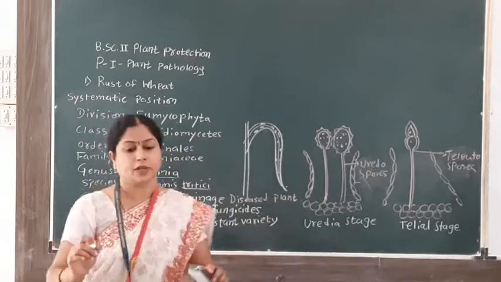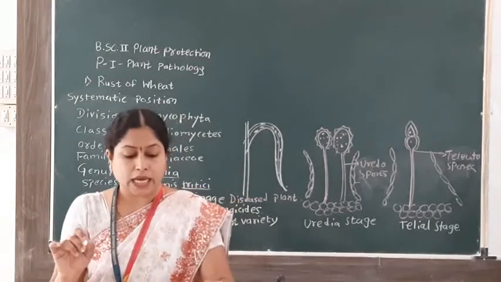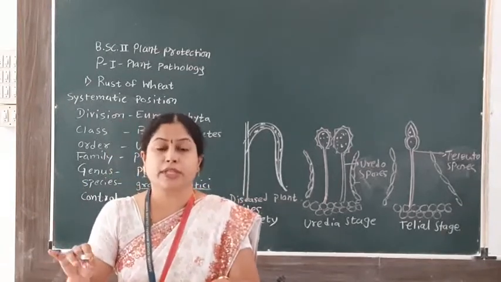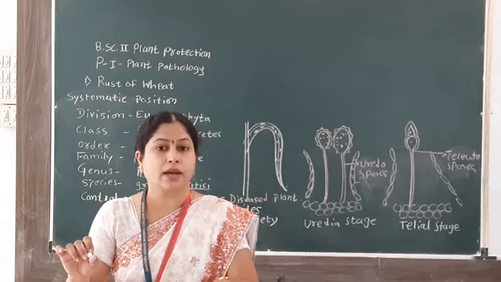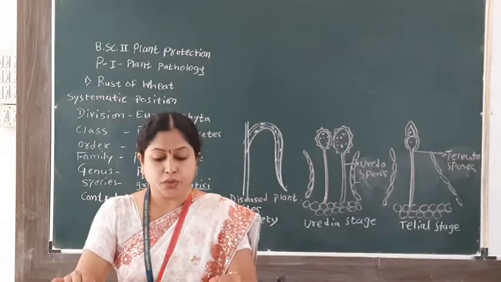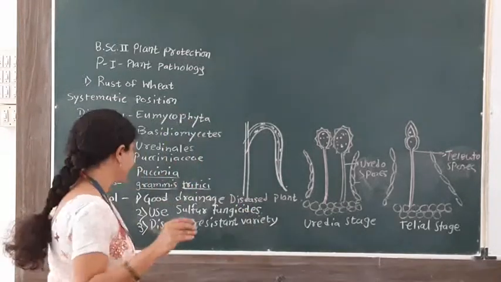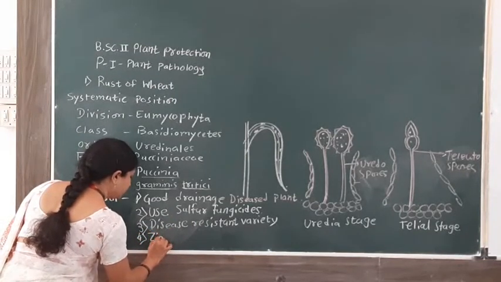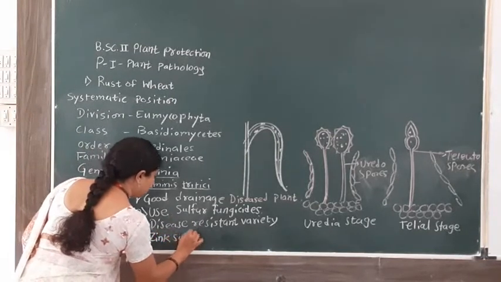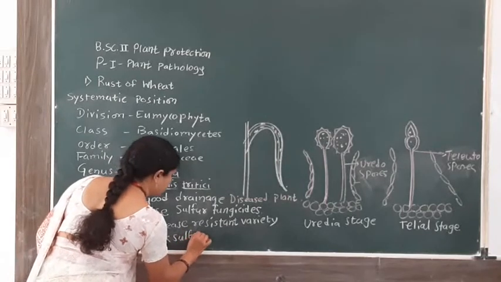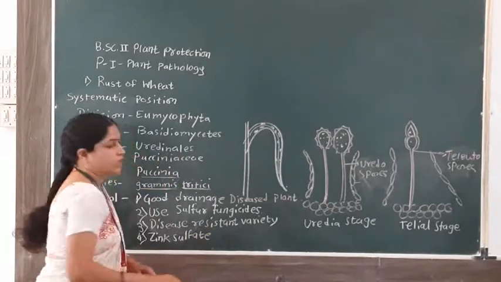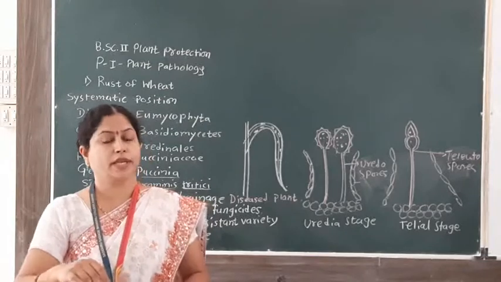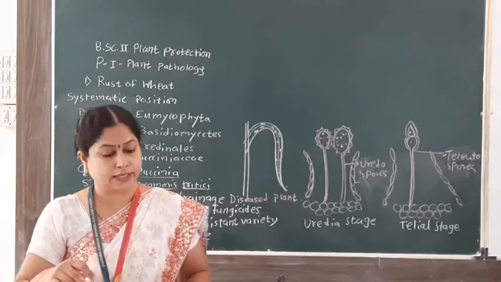These disease resistant varieties used are like NP4, NP4797, Kalyan Sona, etc. And use of zinc sulfate. These are some of the control measures to avoid this disease.